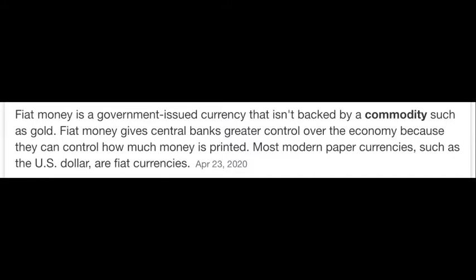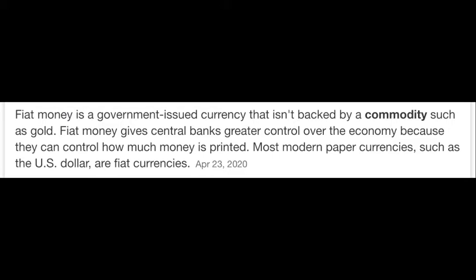In this episode of the Business Athlete series, we'll be discussing the US dollar. You may call it money, but is it really money? Actually, the US dollar is a fiat currency, or a fiat money. Fiat money is a government-issued currency that isn't backed by a commodity such as gold.